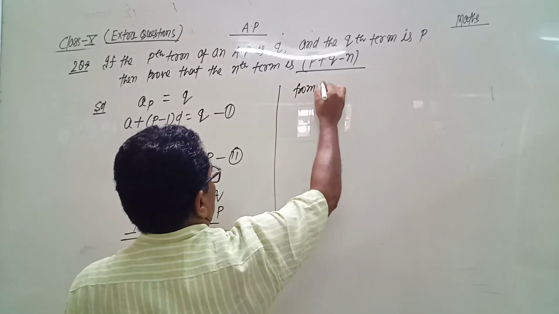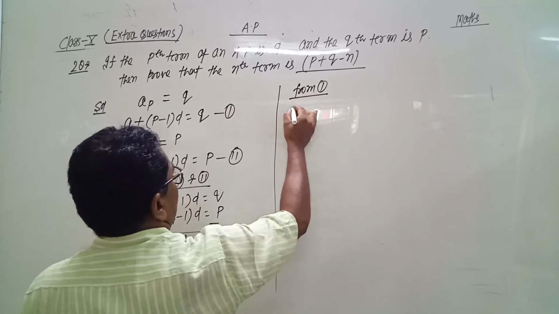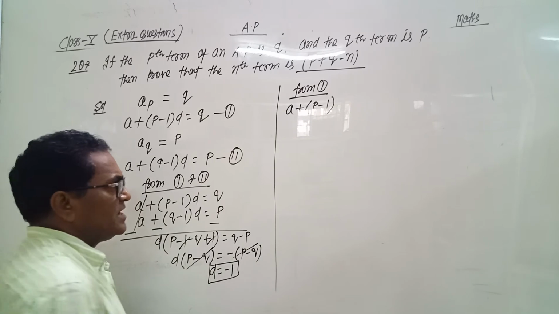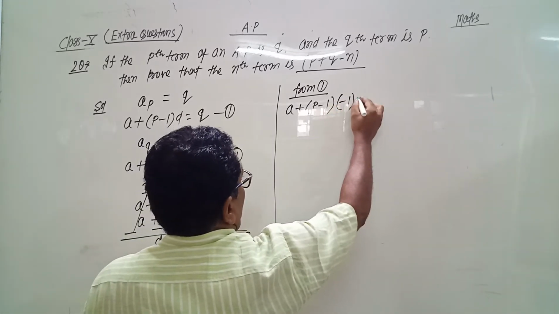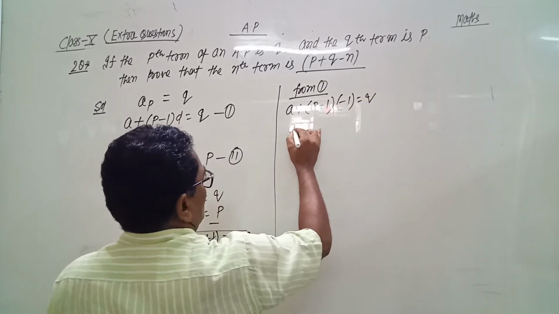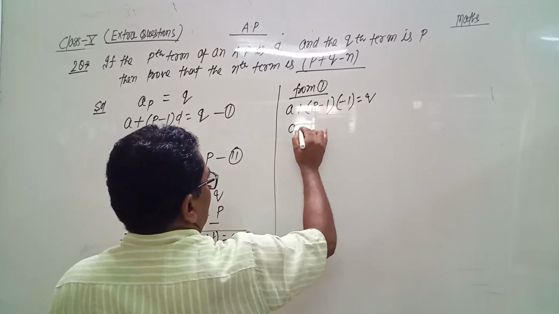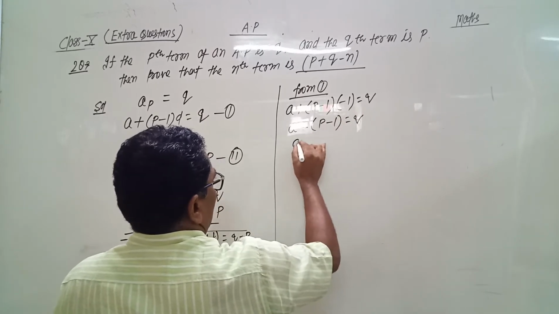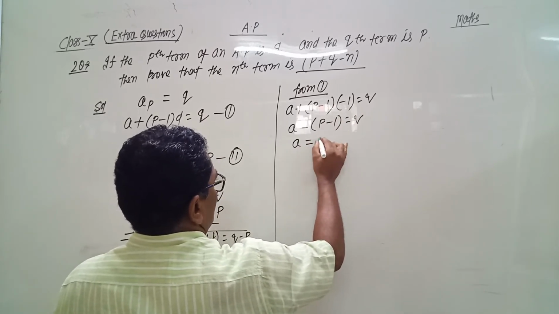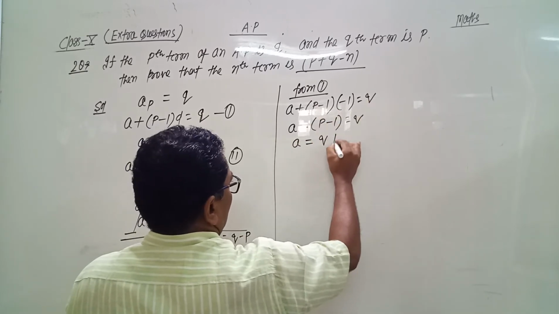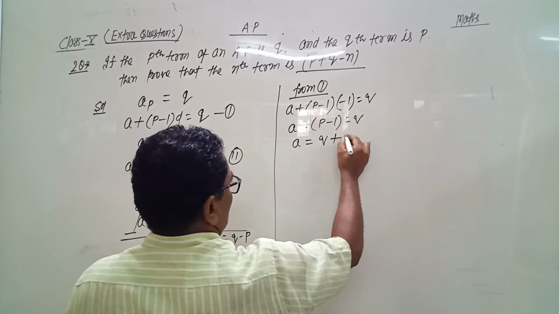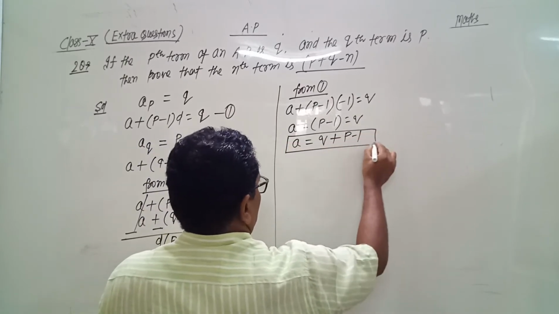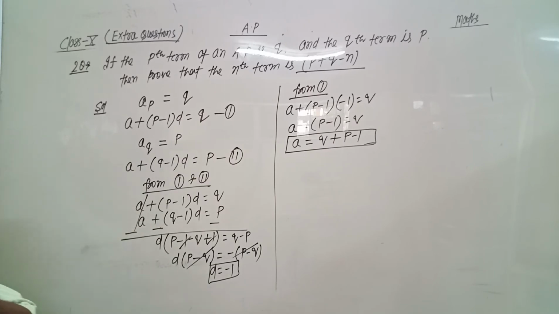So from the first equation, A plus P minus 1 into D, the value of D is minus 1, equals Q. So A plus minus minus P minus 1 equals Q, and A equals Q, and minus this term will go to the right side. So Q plus P minus 1. This is the value of A.